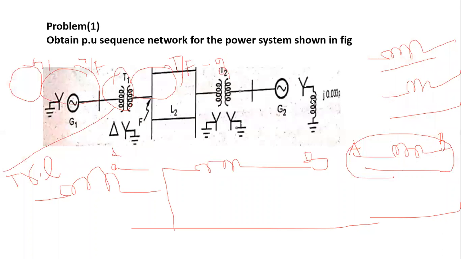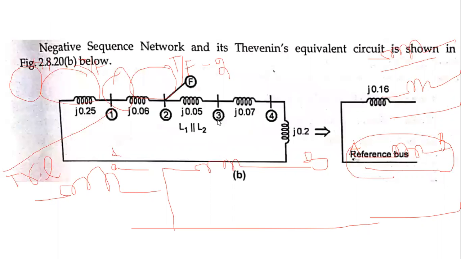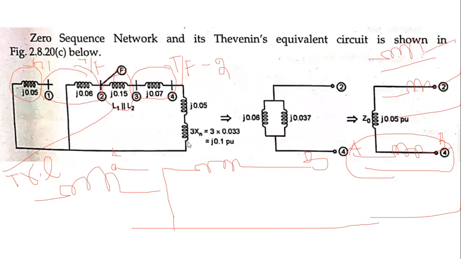Generator star with reactance, its value is J0.33. That's why in the zero sequence we are adding 3Xn for that generator. This is the X naught for generator G2. And why? Because we are connecting this 3Xn, star with reactance grounding. Star with reactance grounding means like this. That is 3Xn.